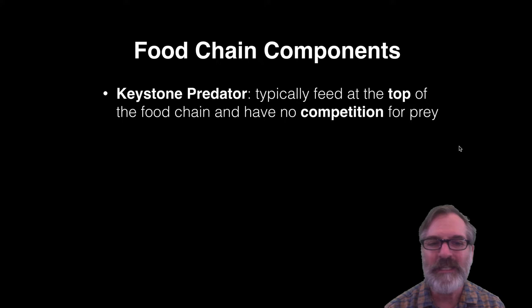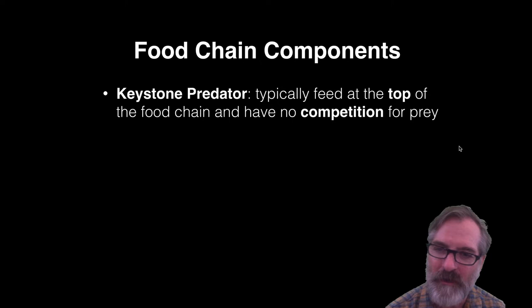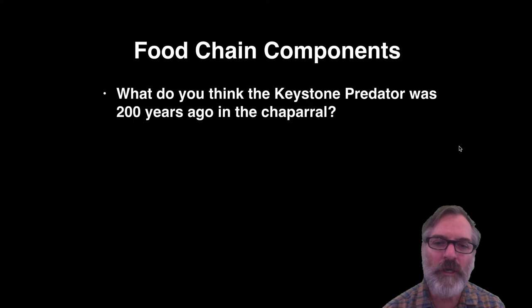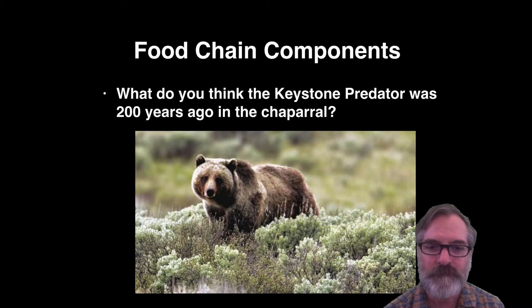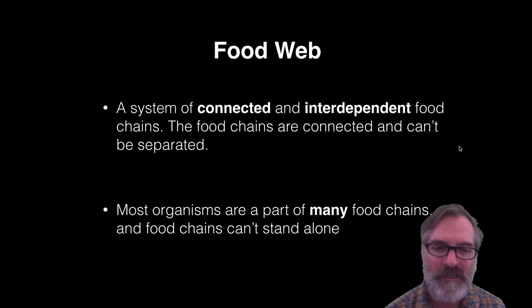Food chain components. Keystone predators typically feed at the top of the food chain and have no competition for prey, like the mountain lion, or usually a red-tailed hawk, or a grizzly bear, or humans. What do you think was the keystone predator 200 years ago here in San Diego in the Chaparral? Yep, you guessed it. California grizzly bear. Food web, a system of connected and interdependent food chains. The food chains are connected and can't be separated. Most organisms are a part of many food chains, and food chains can't stand alone.